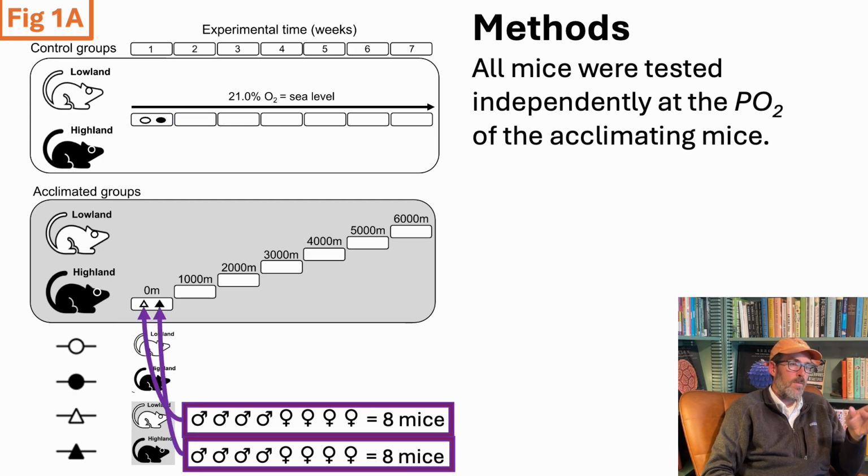Next, we have 4 males and 4 females of both the lowland and highland mice in the acclimated conditions, and those will be the open and closed triangle.